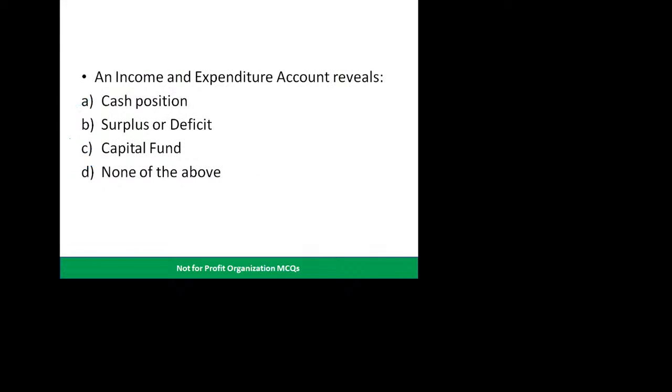An income and expenditure account reveals what? Generally, the profit and loss account will ascertain net profit or net loss, whereas the income and expenditure account mainly focuses on surplus or deficiency. So the income and expenditure account mainly reveals either surplus or deficiency.